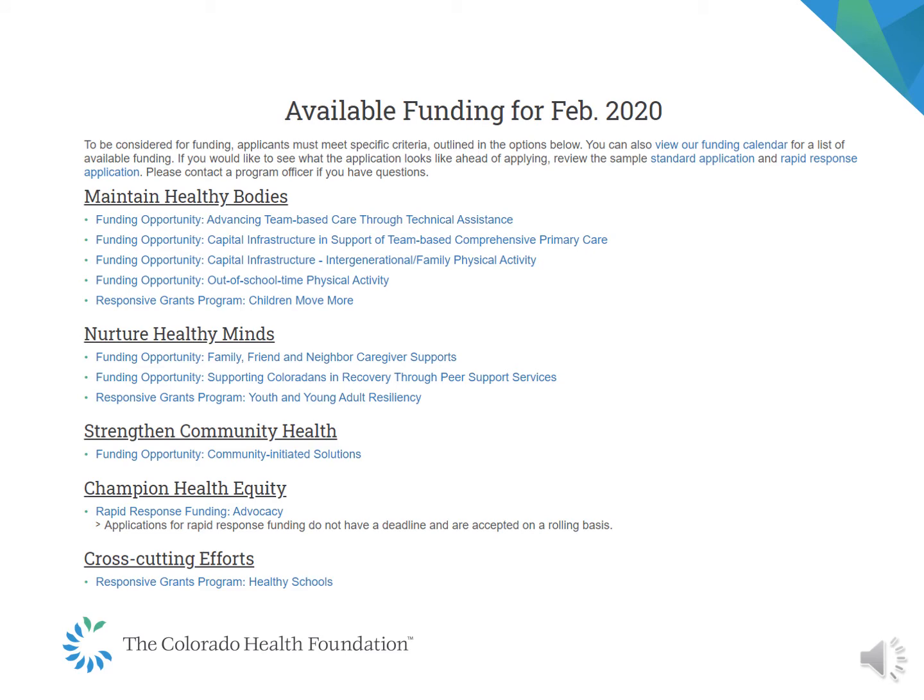This is an example of what you'll see once you click the Find Funding button on the previous page. You'll see a list of available funding types for the next grant application deadline. We have 3 funding types available: funding opportunities, responsive grant programs, and rapid response funding. Each of the listings here will take you to another page where you'll find more information and eligibility criteria for that particular program or opportunity.